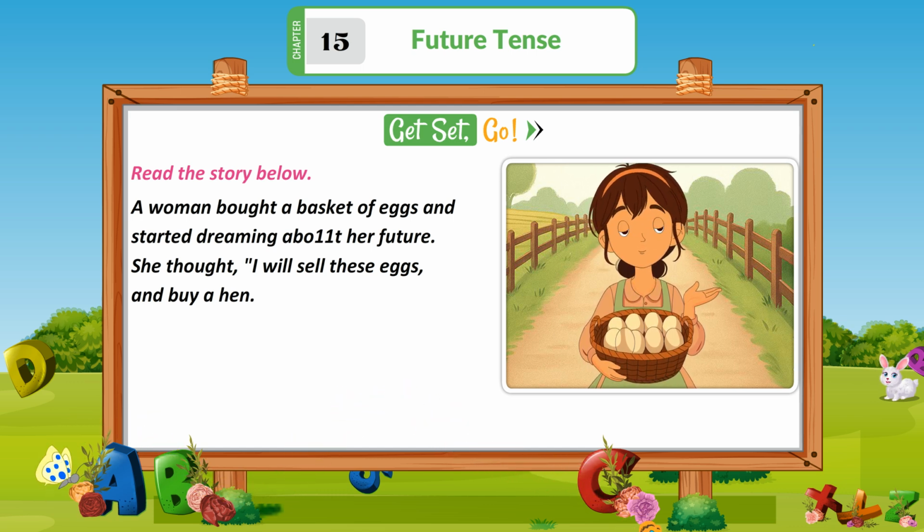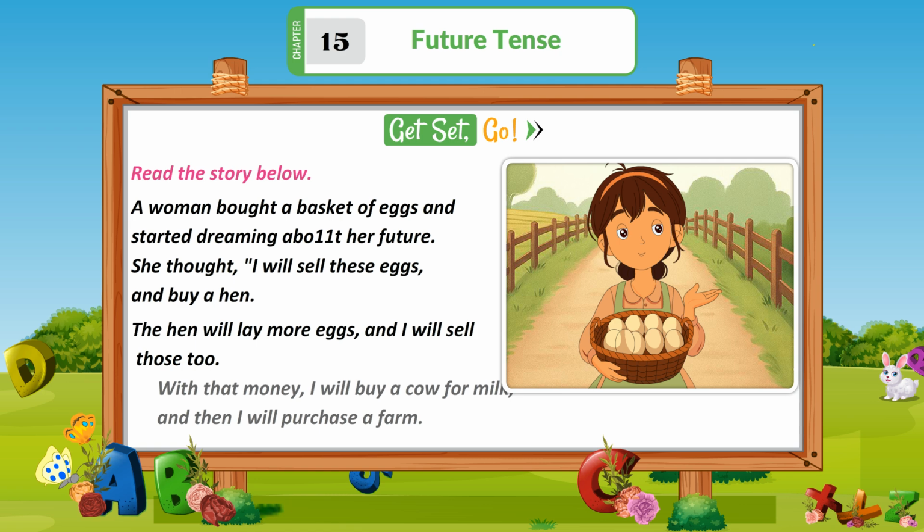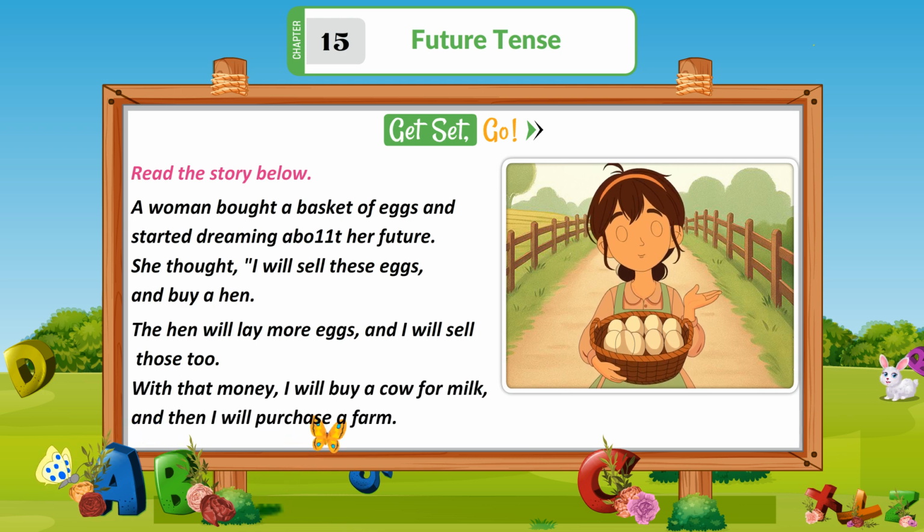She thought, I will sell these eggs and buy a hen. Then the hen will lay more eggs and I will sell those too. With that money, I will buy a cow for milk. And then I will purchase a farm.